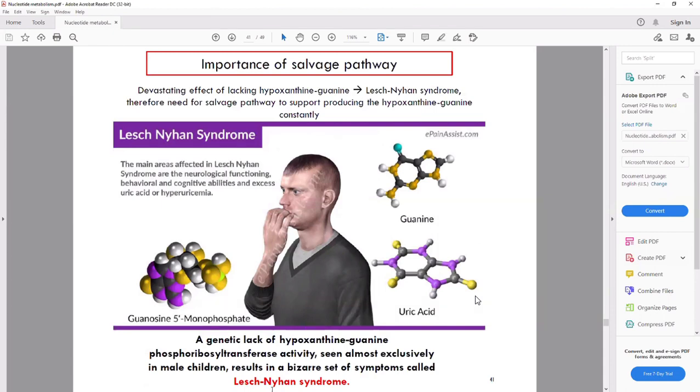Studies have shown that this genetic problem, the lack of this enzyme, can be seen almost exclusively in male children. So it's a genetic disease, a lack of enzyme, and it can be checked through many sorts of genetic tests. So this is one of the syndromes, one of the diseases related to this salvage pathway.